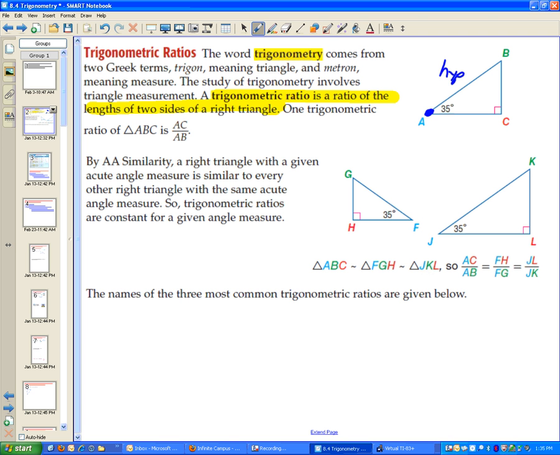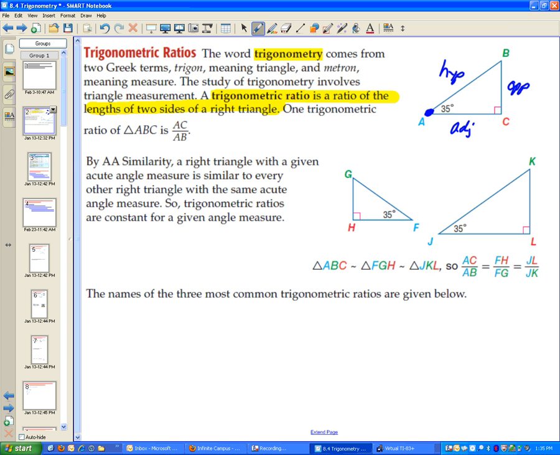Now, our two legs. Depending upon how big angle A is, the short leg might be across from it, or the short leg might be adjacent to it. So let's not get into short or long. Let's just deal with this. We can call that one the opposite leg, and we can call that one the adjacent leg.